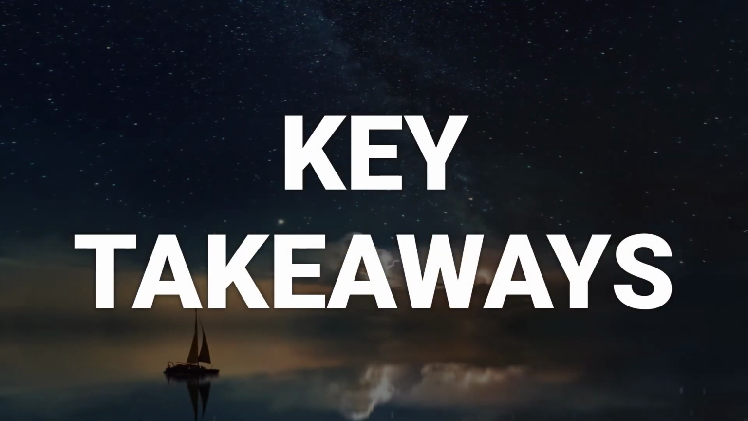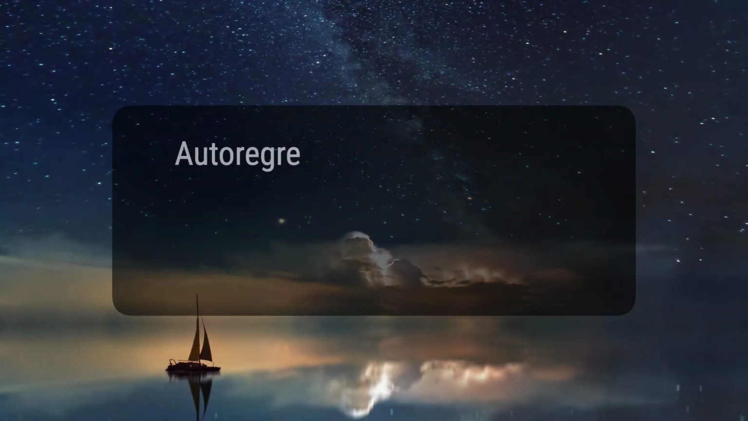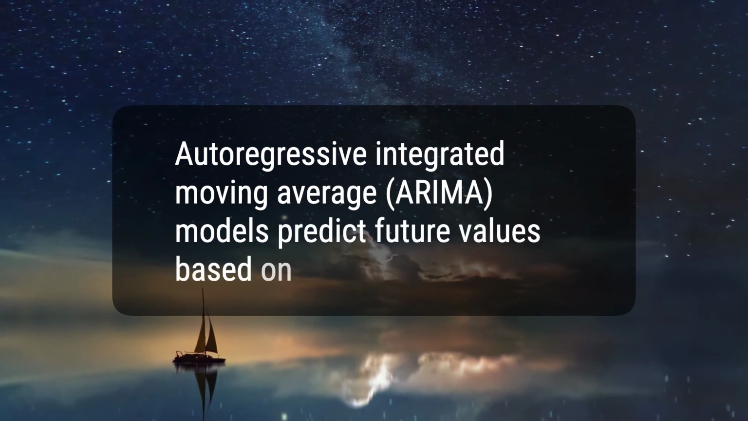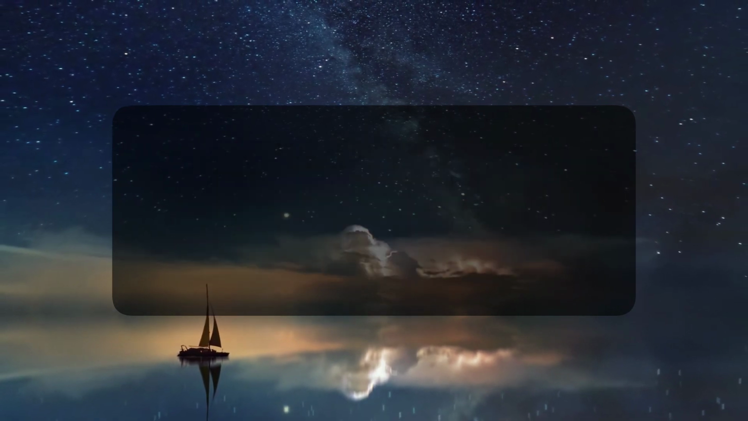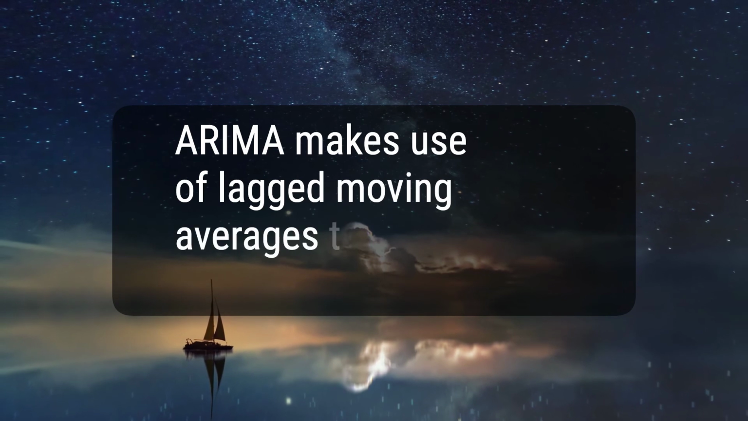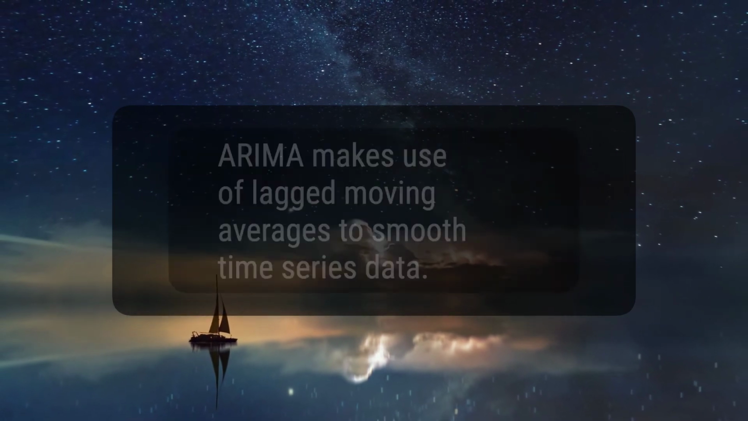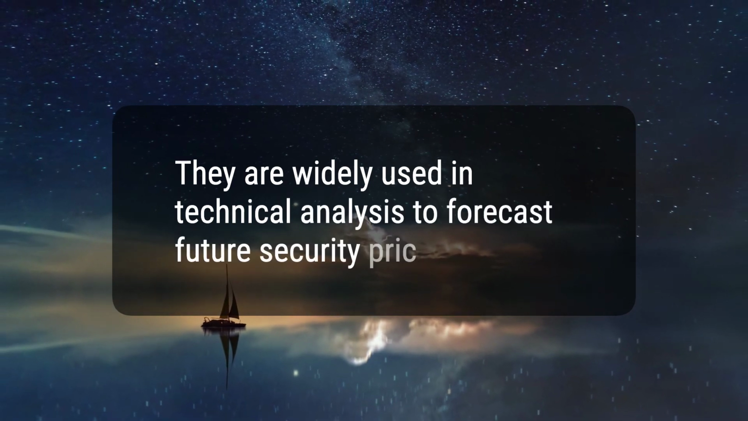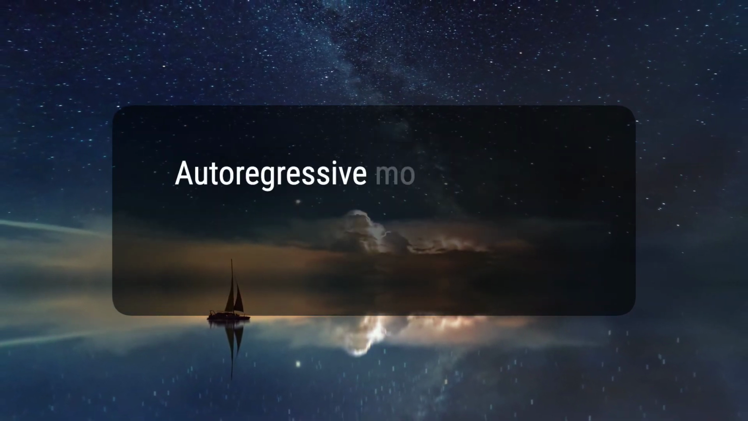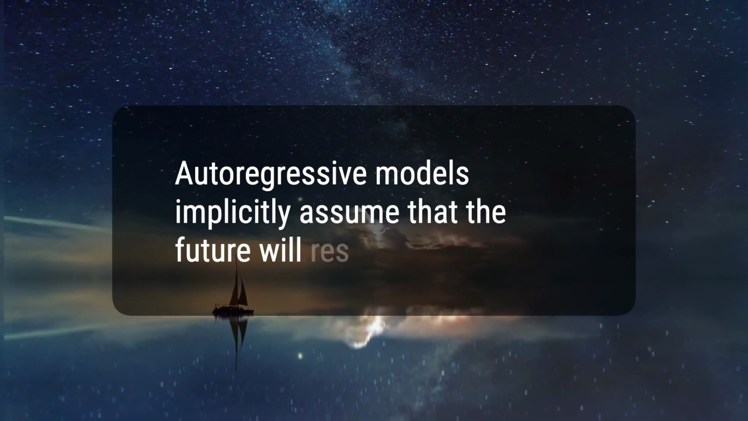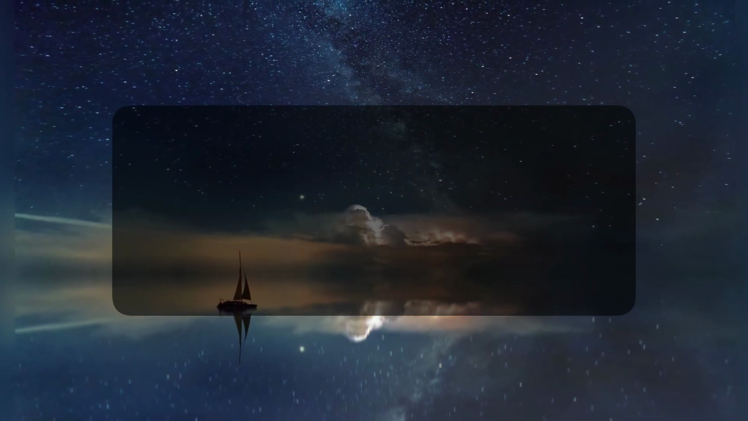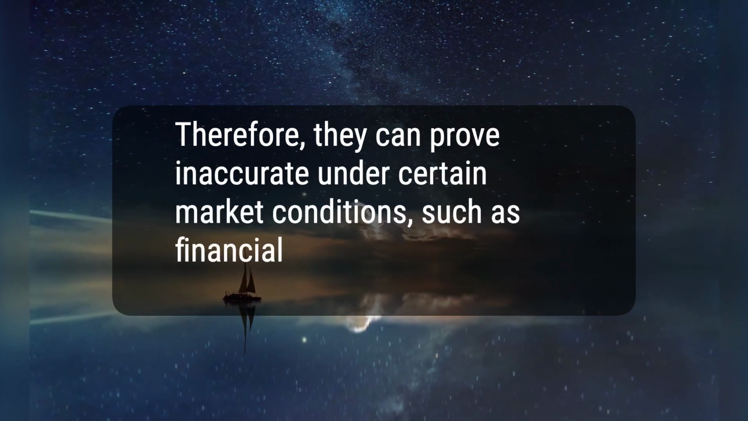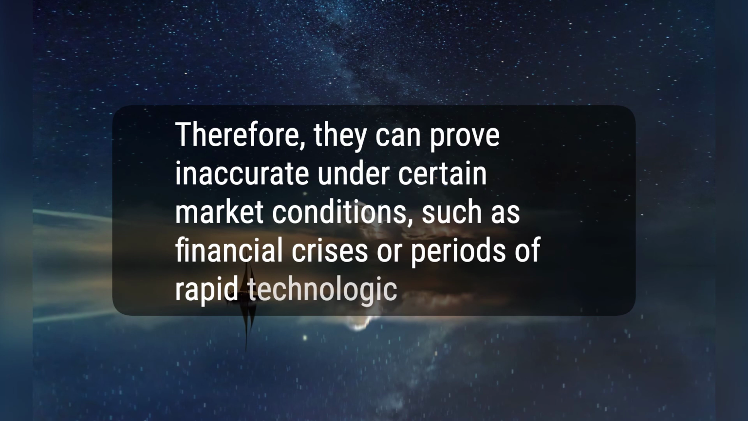Here are 5 key takeaways. 1. Autoregressive integrated moving average, ARIMA, models predict future values based on past values. 2. ARIMA makes use of lagged moving averages to smooth time series data. 3. They are widely used in technical analysis to forecast future security prices. 4. Autoregressive models implicitly assume that the future will resemble the past. 5. Therefore, they can prove inaccurate under certain market conditions, such as financial crises or periods of rapid technological change.